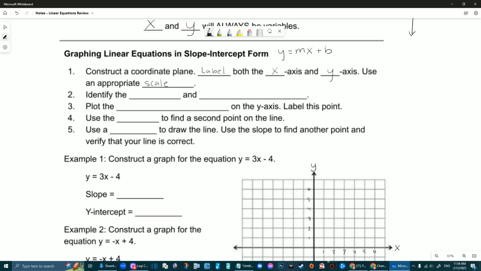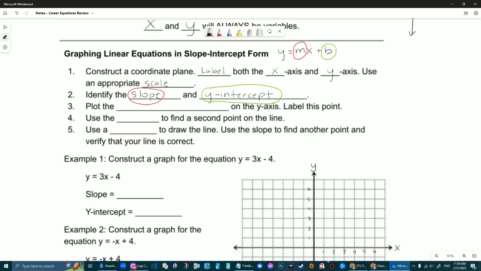The next thing we need to do, step 2, we need to identify the slope and the y-intercept. So I'm going to color code these. I'm going to make y-intercept green for our equation. This piece of the equation is our y-intercept. And then I'm going to make the slope red. So this here corresponds to the coefficient on the x. That's our slope.